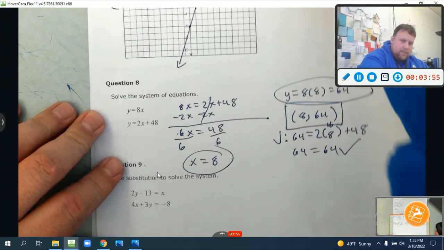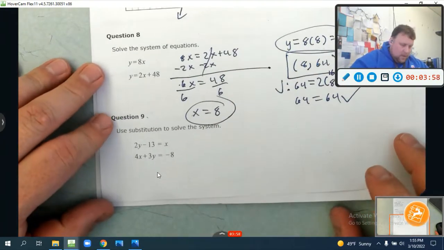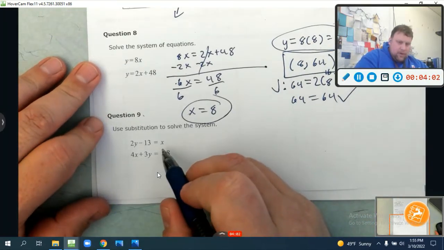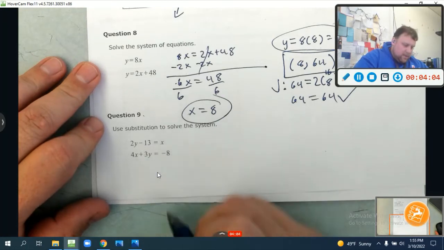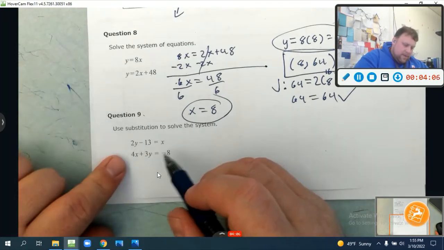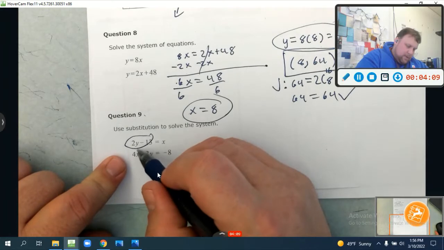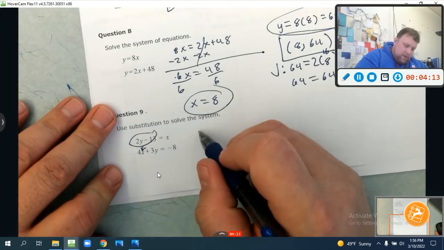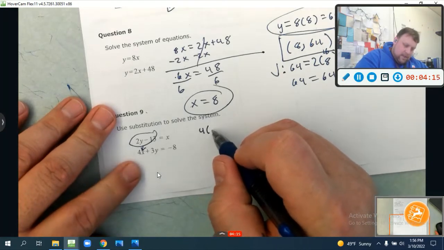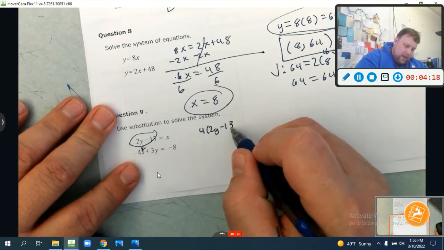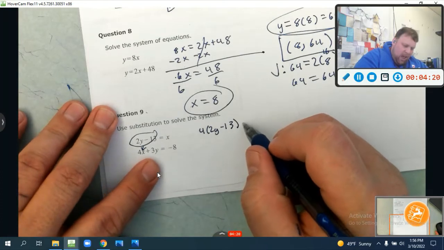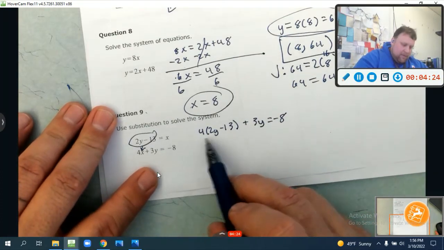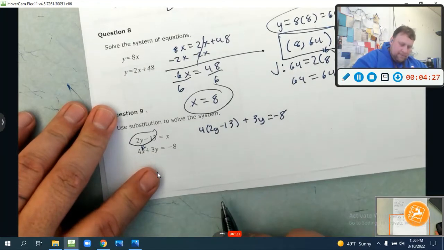Awesome. Move this up a tad. Use substitution to solve the system of equations. Well, this one, I know that x equals 2y minus 13. So because of that, I'm going to take 2y minus 13 and plug it in here for x. So I'm going to rewrite the bottom equation as 4 times (2y minus 13) plus 3y equals negative 8, right? Because that's my 4x plus 3y equals negative 8.